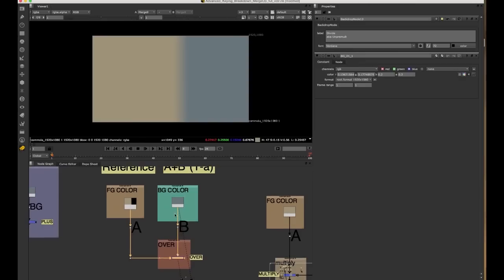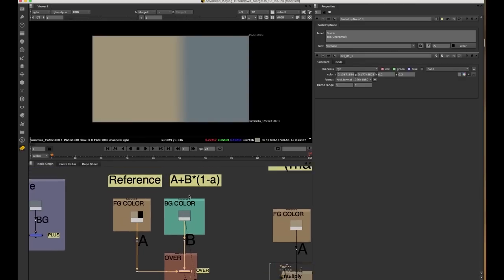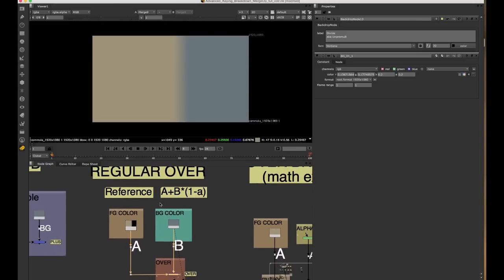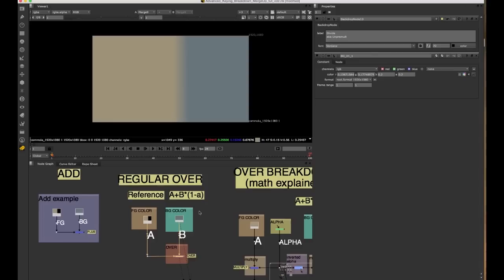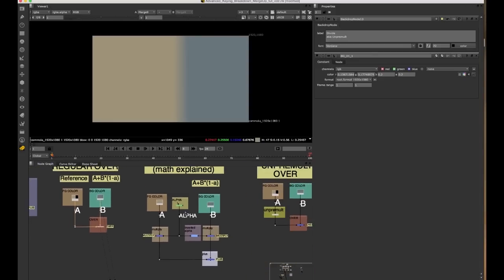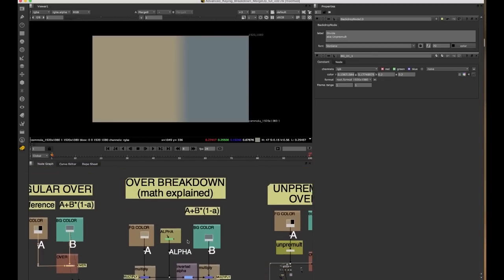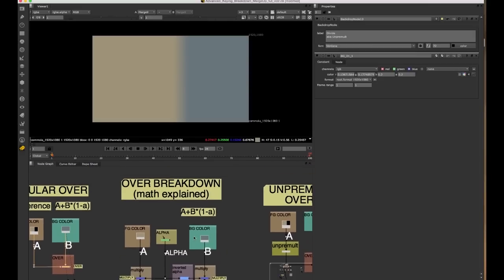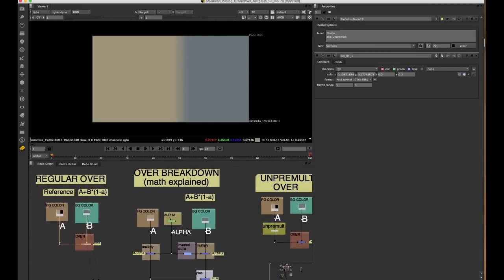There is a little bit of math going on that we don't usually talk about, but here is the equation that you'll see. It's the A image plus the B image times the inverse of the A image's alpha. But that can be really confusing to look at. So what I did was I recreated an over with basic nodes that we just covered so that we can explain the math a little better.